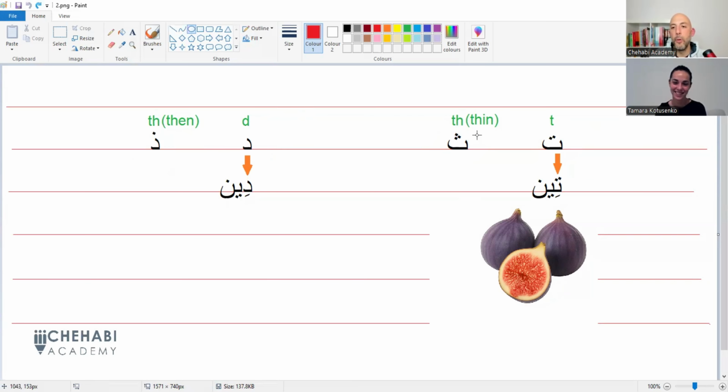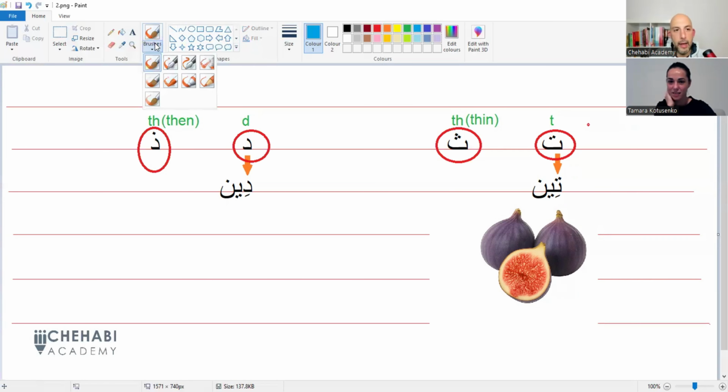Now we are going to make a small comparison between ta, tha on the right and dal, thal on the left. We see that tha comes from ta. Like when I say tree and then I add an H, then I have three. And here we have dal, which is, for example, for day, and I change it, it is they.